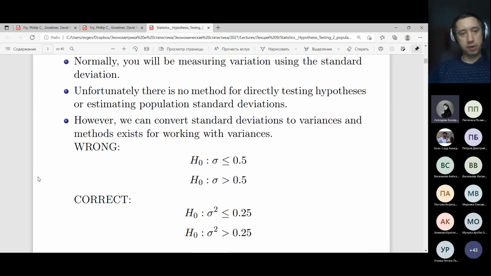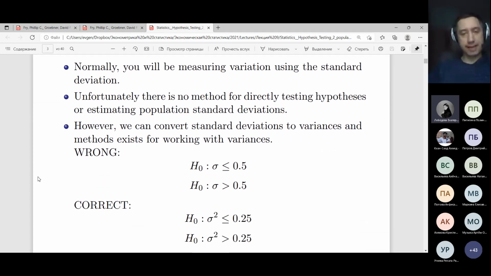How does it work? First, this works as any test in statistics. And your first step for sure is to formulate a research question. For example, is it true that the standard deviation of income is, for example, greater than 0.5? It is a research question, so you are free in formulating it.